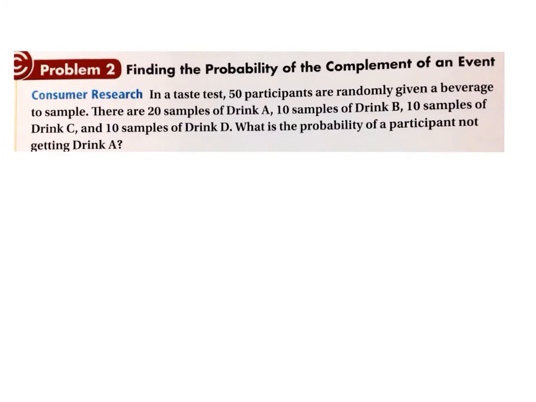Okay, and then finding the complement of an event, that's the same thing as finding the probability of the event not happening. So this question asks you, what's the probability of a participant not getting drink A? So what I want you to do is find the probability of getting drink A. This is the easiest way to do it. So the probability of getting drink A is going to be 20 out of a total 50, which is 2 out of 5.